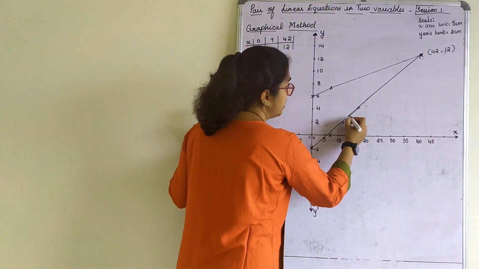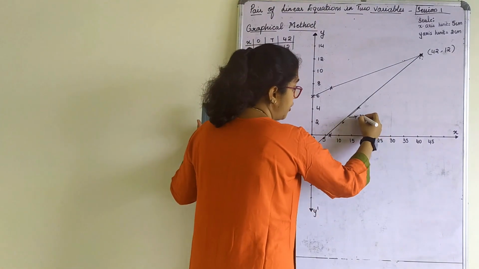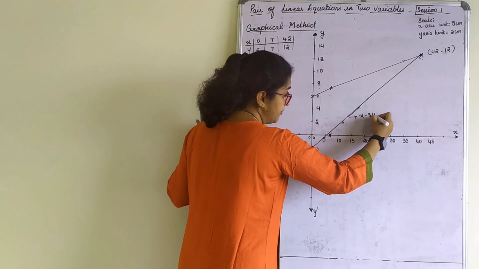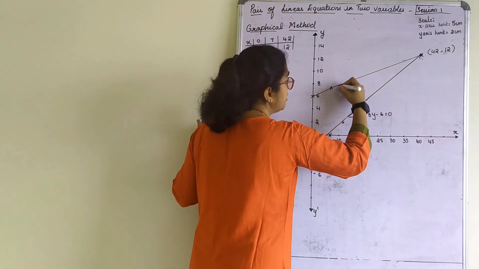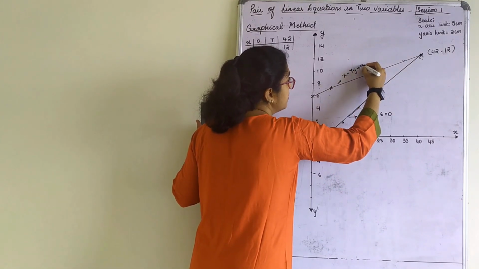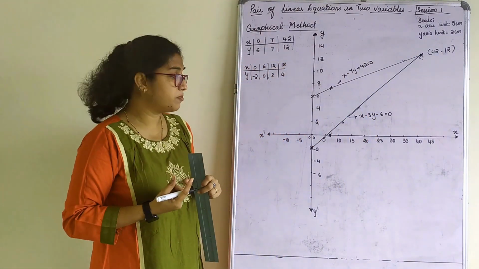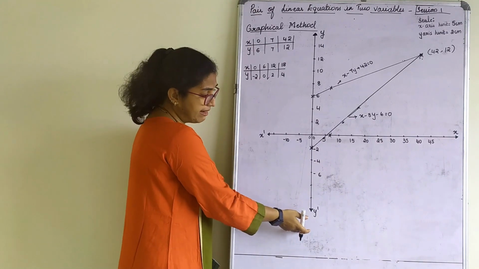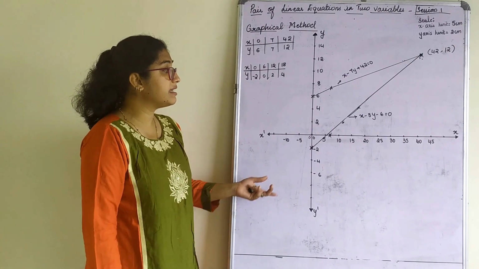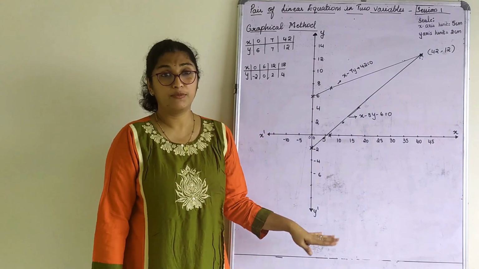Another thing you have to do now: please write this equation. This equation was for x minus 3y minus 6 is equal to 0, and the second equation was x minus 7y plus 42 is equal to 0. That's enough if you write it. Conclusion part: the intersecting point you can write either here or on the graph. The intersecting point of the graph is 42 and 12.